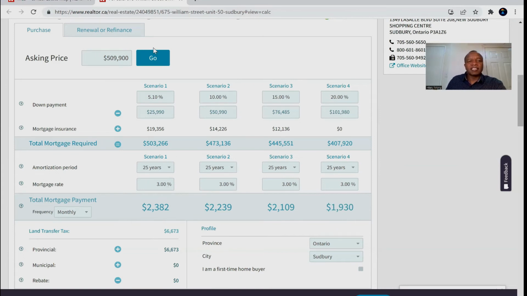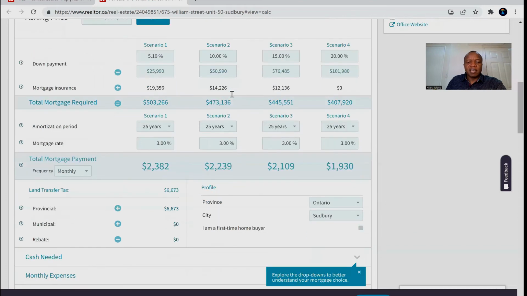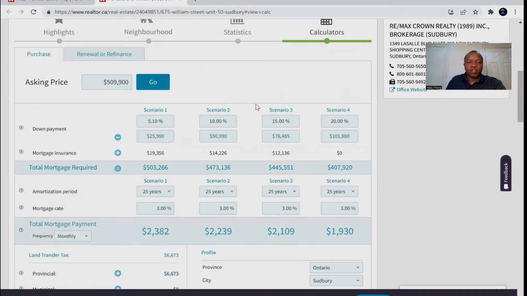You can adjust the asking price depending on the location that you are in. This will give you a rough estimate on how much you'll require for the down payment. Remember that you will need the closing costs before you can close and purchase the house. This was just a quick way for me to show you how to calculate your mortgage that you require when you decide to purchase a house.